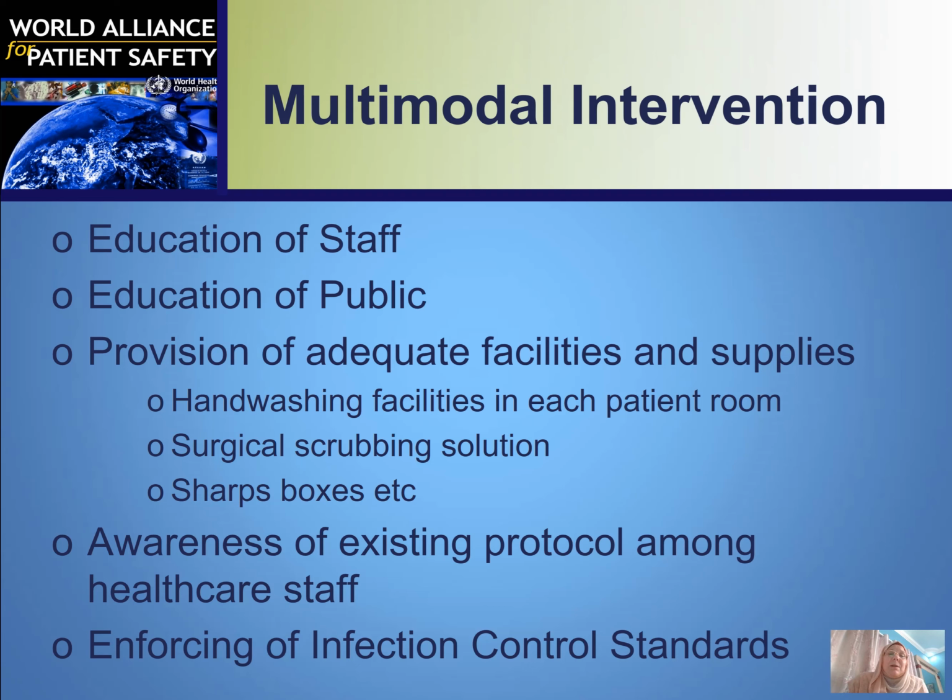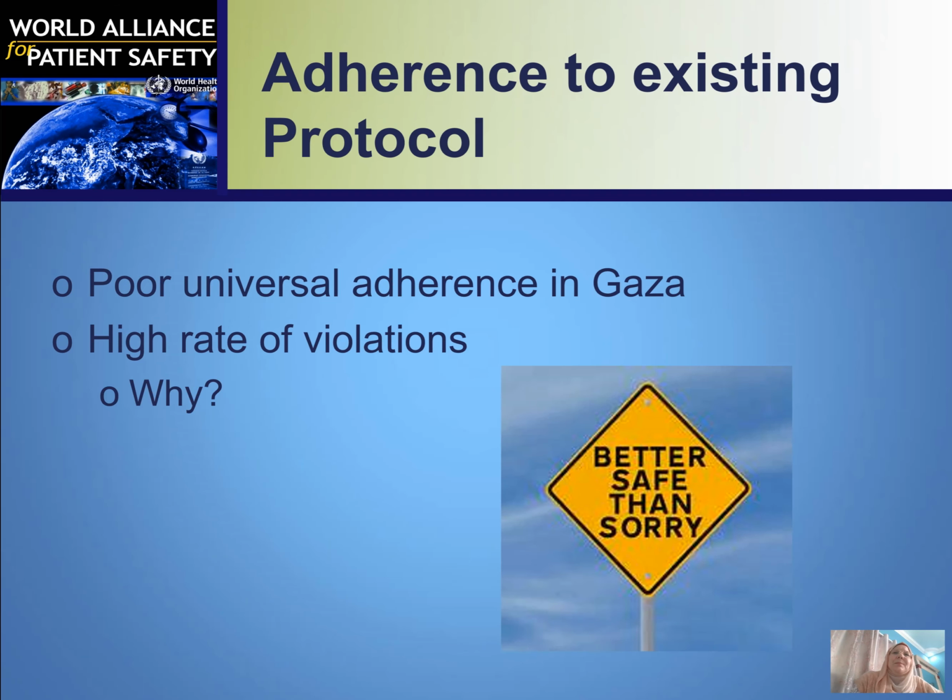It, of course, requires a provision of adequate facilities and supplies, such as hand washing facilities in each patient room, alcohol dispensers outside of patients' rooms, surgical scrubbing solutions, and sharps boxes, which also have to be easily available to staff and public. Actually, the minimum is that the healthcare providers are aware of the existing infection control protocol, and it also needs a degree of enforcement of such a protocol.